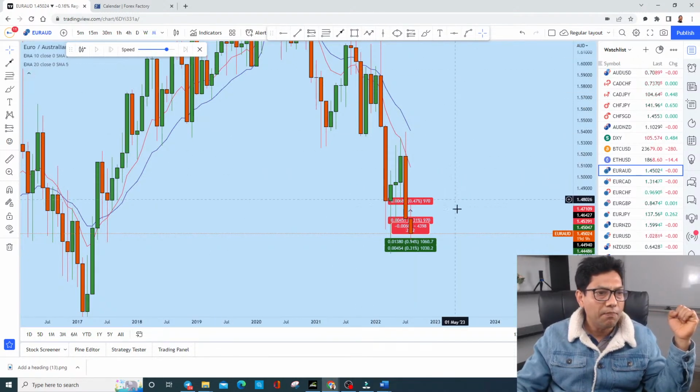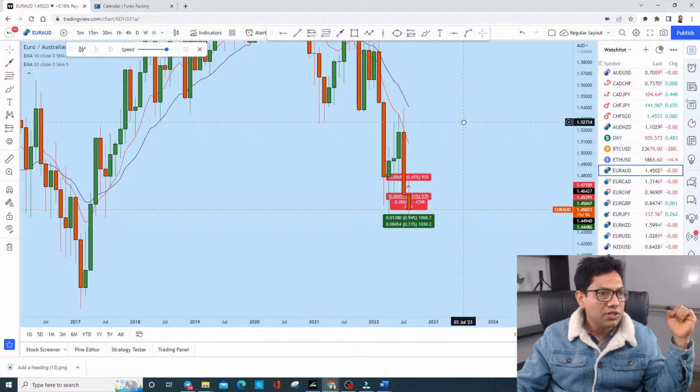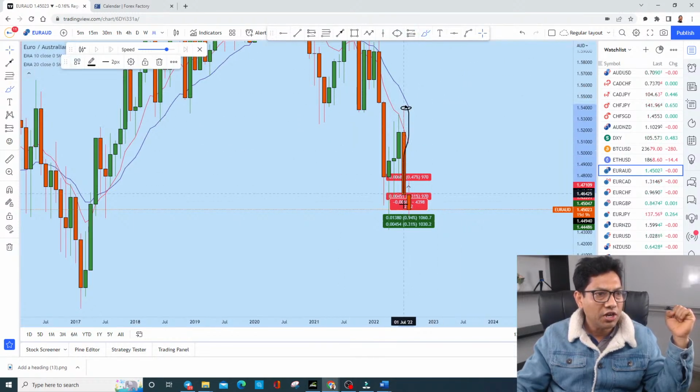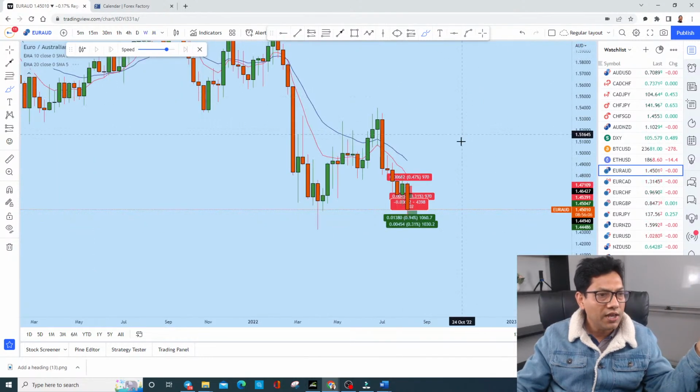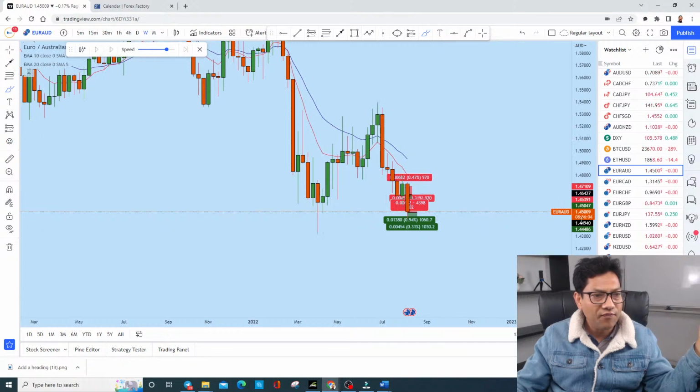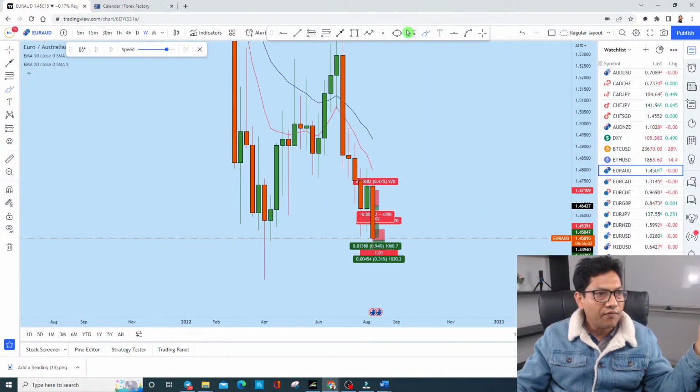Now if you see the monthly, Euro AUD has created an extremely strong bearish engulfer. This is a very, very strong bearish engulfer, which crossed the high, crossed the low, and closed with a full body red bearish engulfer. Looking at the weekly time frame, after a little retracement last week, we have seen Euro AUD start to drop.